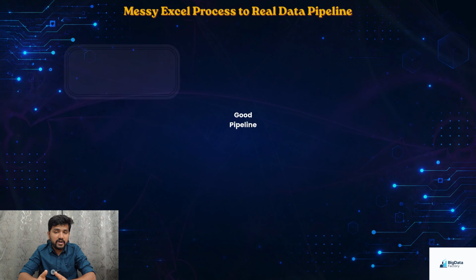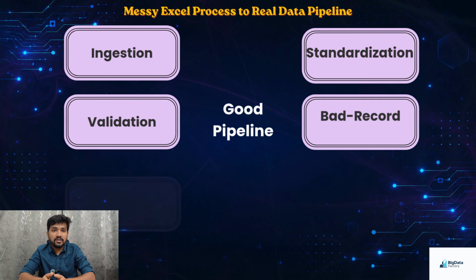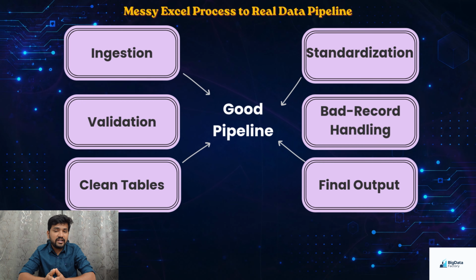Today, I am going to turn that messy Excel process into a real Spark data pipeline. But I want to be clear, I am not going to pretend Spark magically solves Excel chaos. A good pipeline needs ingestion, standardization, validation, bad record handling, clean tables, and a final business output. So by the end of this video, we will go from Excel hell to a proper bronze, silver, and gold data pipeline.